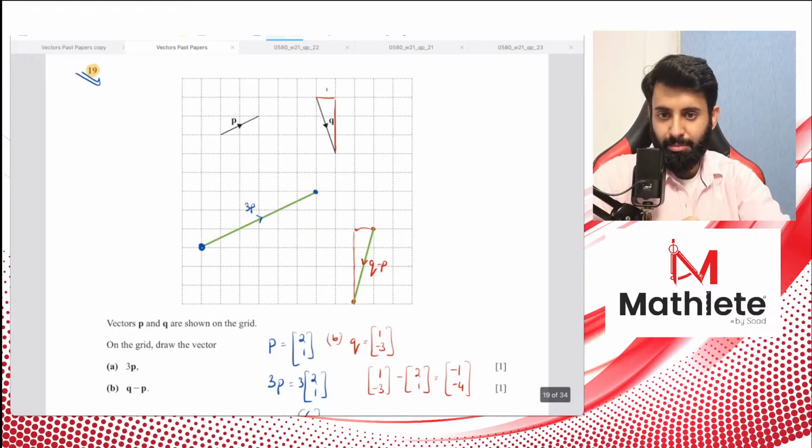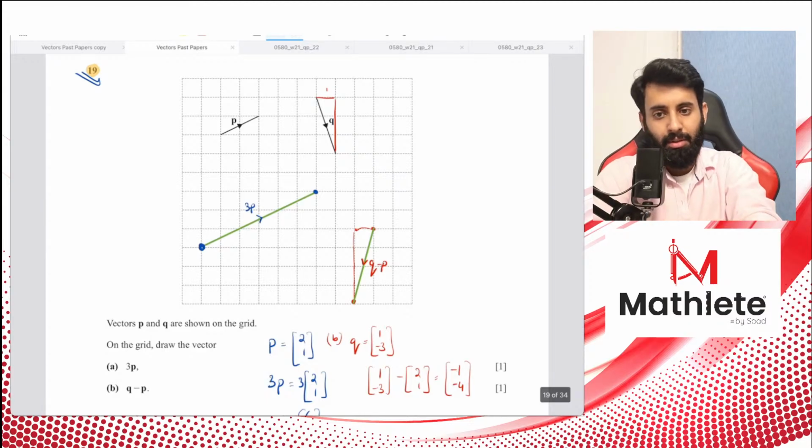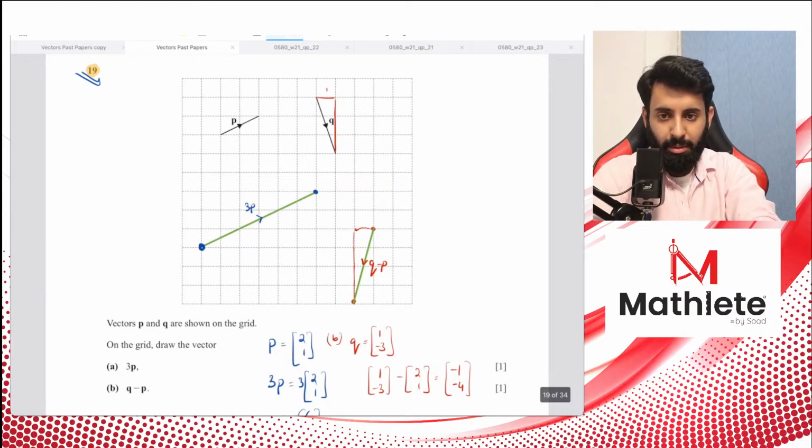OA minus OB would give you BA. Yeah, that's true. OA minus OB will give you BA, not AB. What you can do is AO plus OB, but in that case, you'll have to change AO. You'll have to turn OA into AO by multiplying it by minus.